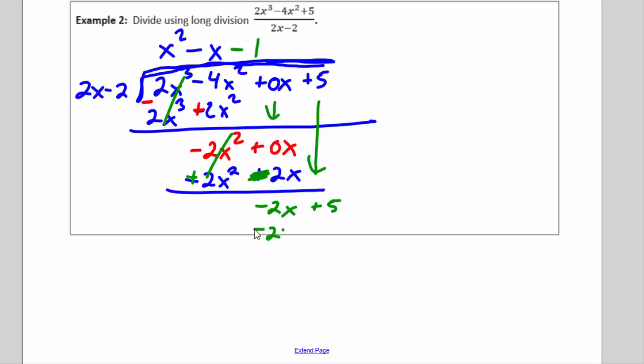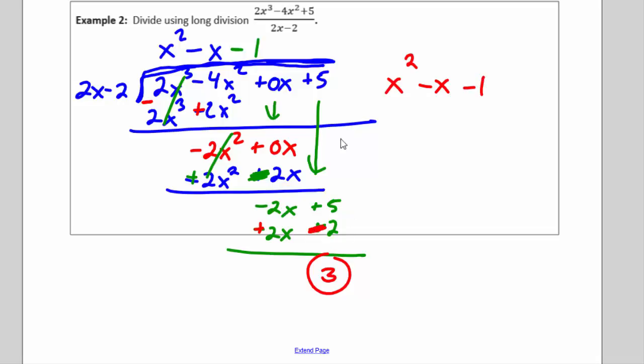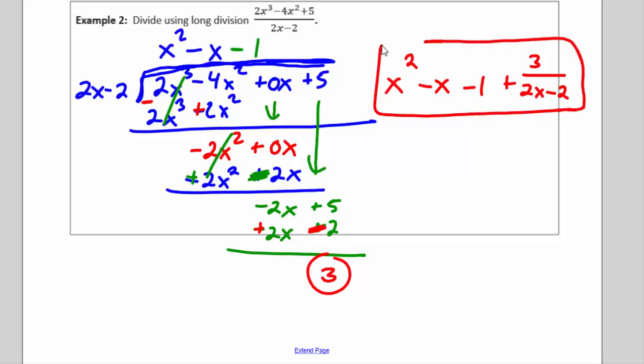Multiply. Negative 2x. Now this time, you get 2. Change your signs. Don't forget to change your signs. Plus, minus, 5 minus 2, 3. There's nothing else to bring down. We have a remainder. How do we handle the remainder? X squared minus x minus 1, and then plus 3 over 2x minus 2. So remember, you can have a remainder now, even with long division. We saw it with reverse tabular. Now we have it with long division.